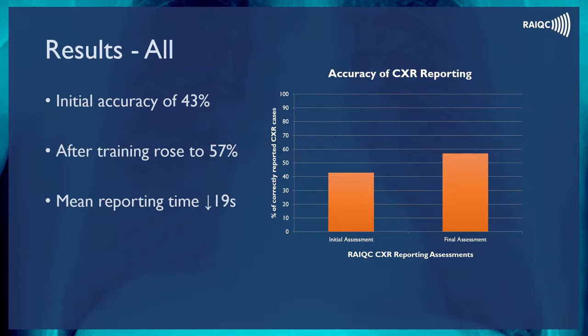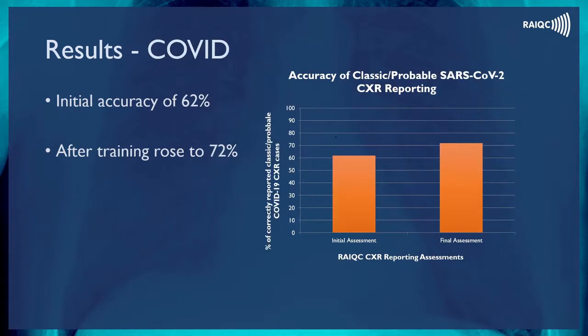This slide shows the results for the unfiltered chest radiographs, so COVID, normal, etc., which showed an initial accuracy of 43%, which then rose to an accuracy of 57%, with a mean reporting time that reduced by 19 seconds. Initially, 62% of the COVID-19 containing chest radiographs were identified correctly, which after training rose to 72%.